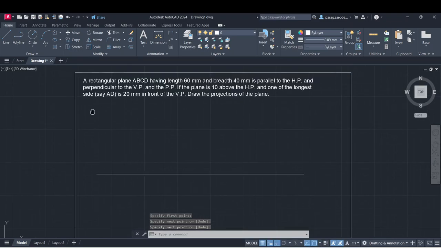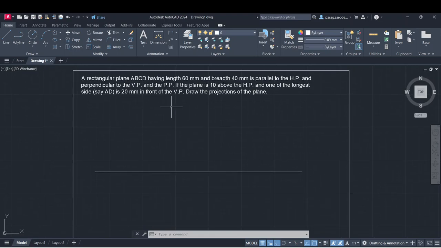What is mentioned in the question? The rectangular plane ABCD having length 60, breadth 40 is parallel to HP and perpendicular to VP and PP. PP means profile plane. If the plane is 10 mm above the HP and one of the longest sides AD is 20 mm in front of the VP, draw the projections of the plane.